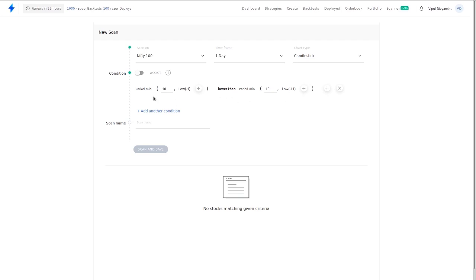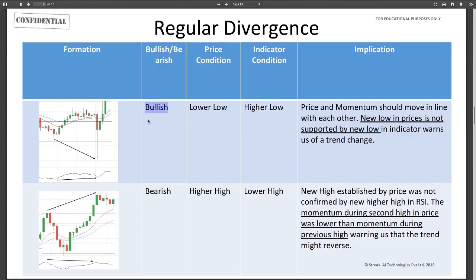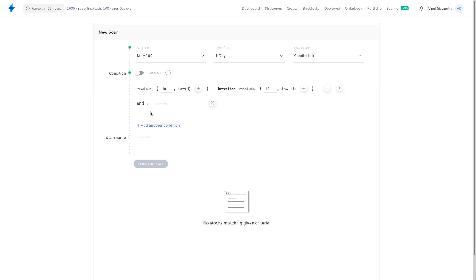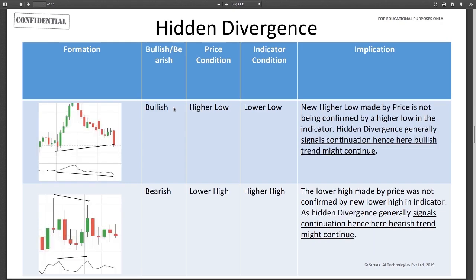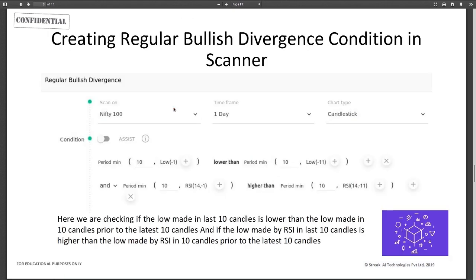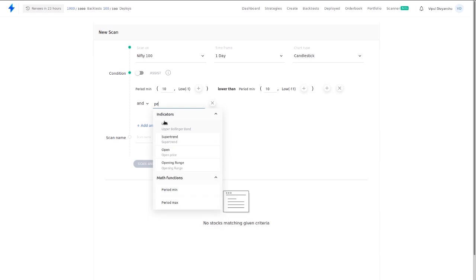So now this is basically forming the first upper line. You are basically finding those stocks where the price condition or the price line is being formed. Now let's click on add another condition. Now we will create the indicator forming a higher low. Again we use period min because we want higher low.